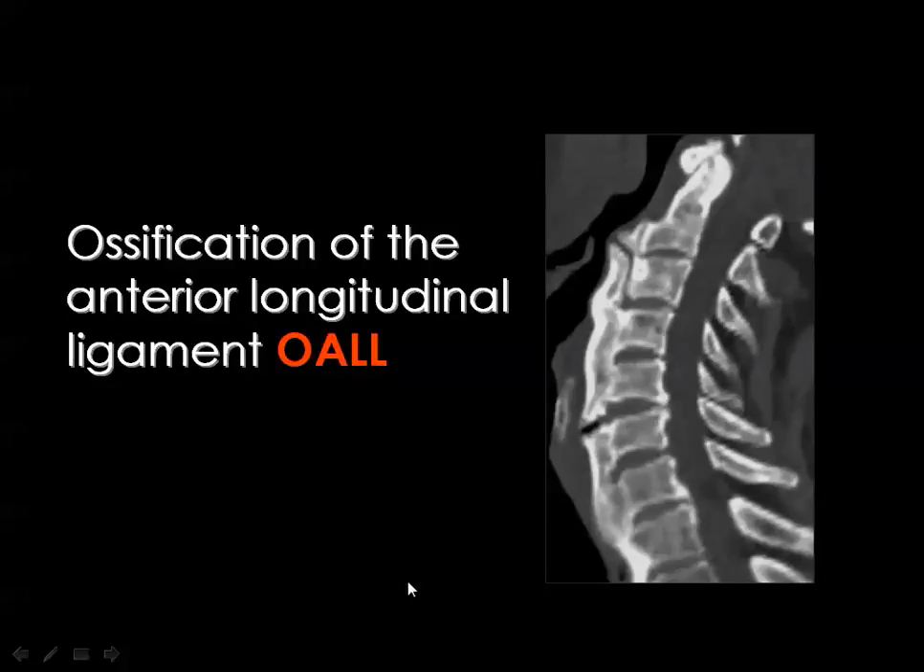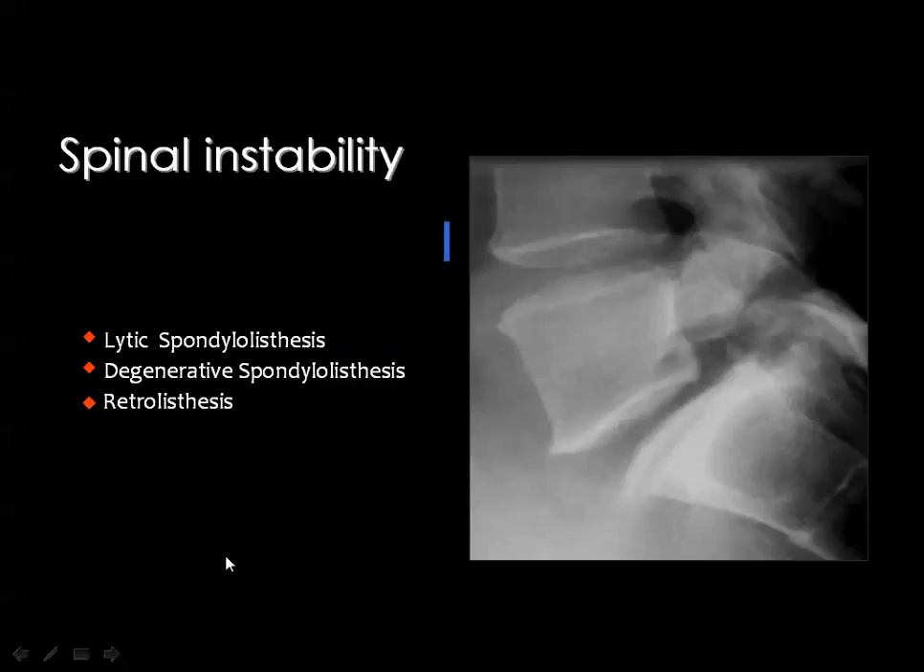Then ossification of the anterior longitudinal ligament, or OALL, as I have said, is of little neurological significance, and this can be seen usually in cases of diffuse idiopathic skeletal hyperostosis, or DISH, with a particular reference in the cervical spine. This is known as Forestier disease.